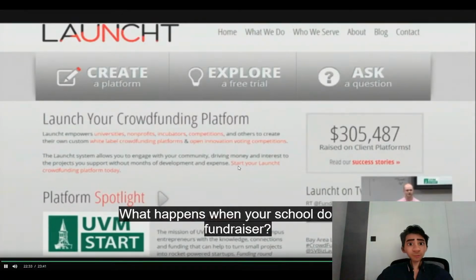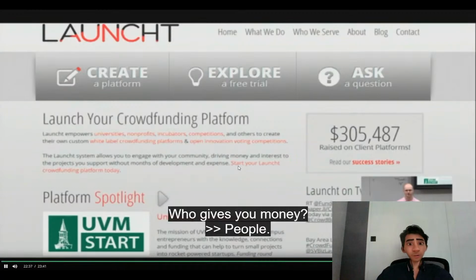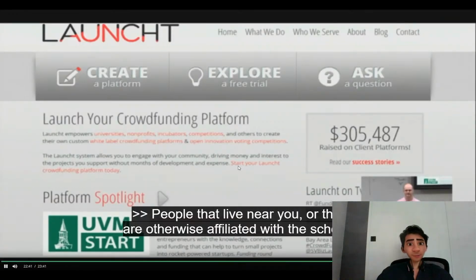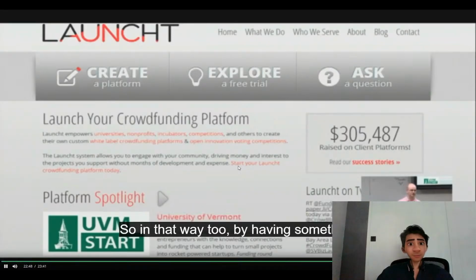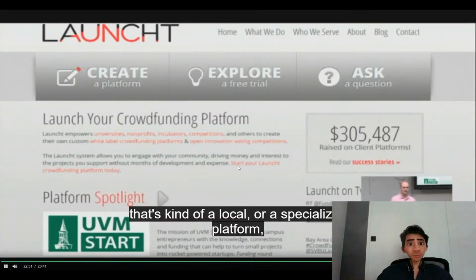What happens when your school does a fundraiser? Who gives you money? People. People that live near you or that are otherwise affiliated with the school. So in that way, too, by having something that's kind of a local or a specialized platform, you may be able to more effectively raise money. And again, it's more of a trusted type environment.